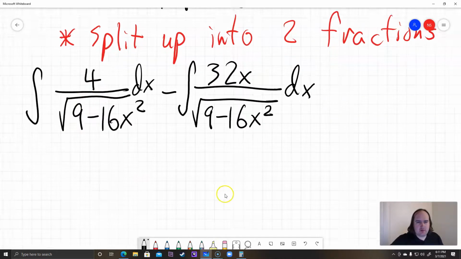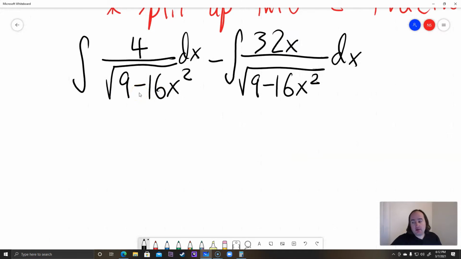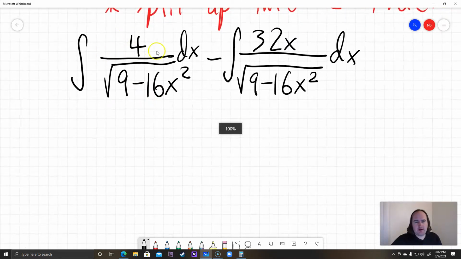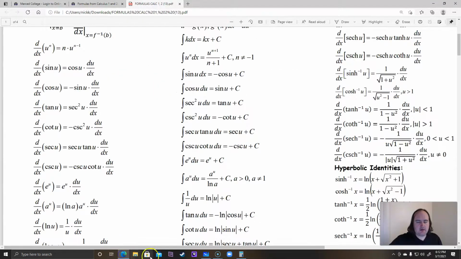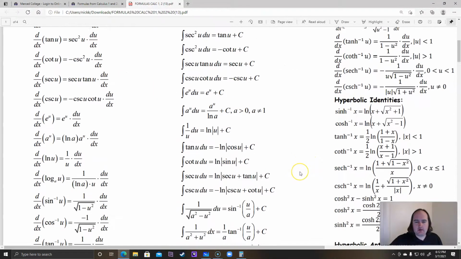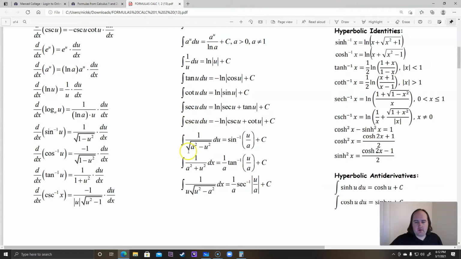Okay, so anyway, let's take a look at this first integral. Looking in our formula sheet, we're looking for an integral of the form where we have a square root of something squared minus something else squared. So 1 over the square root of something squared minus something else squared. That looks like the one we were looking for. That one is sine inverse of u over a plus c. So we need to rewrite it in this form: the integral of 1 over the square root of a squared minus u squared du.